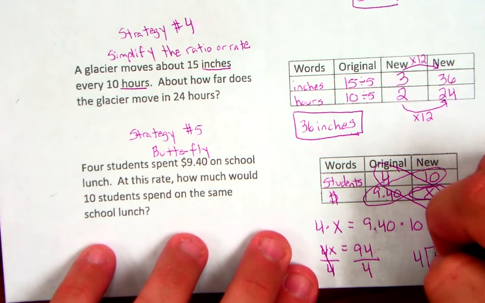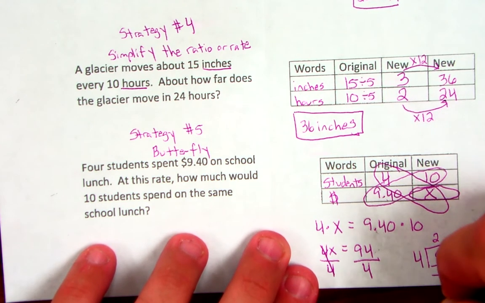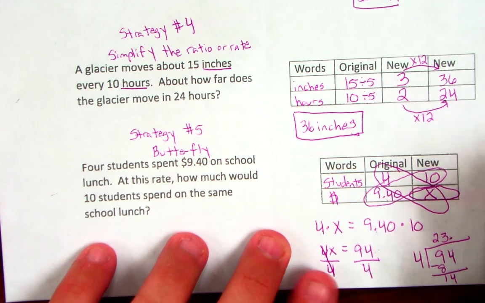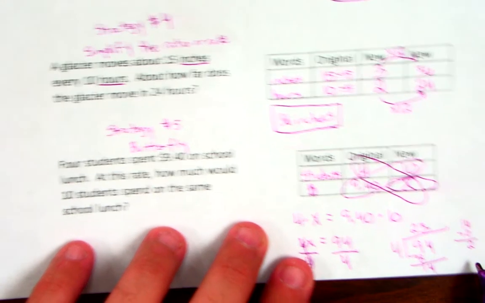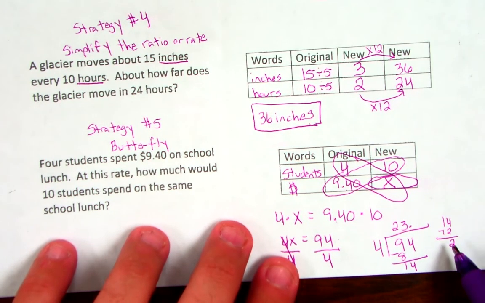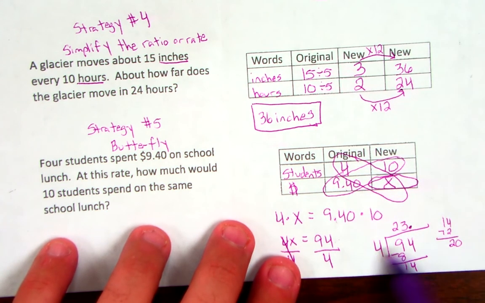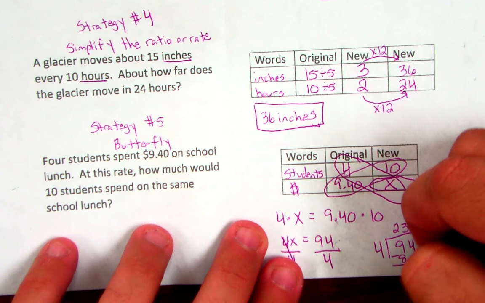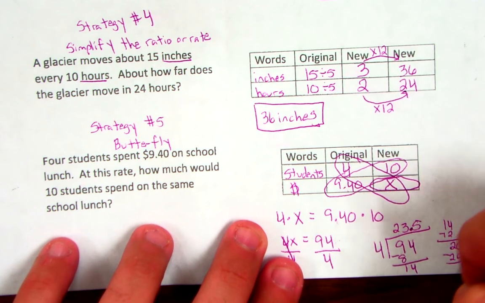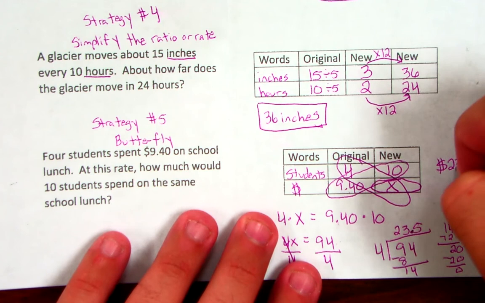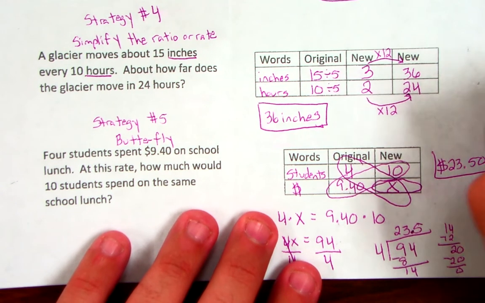Let's see. 4 goes into 9 2 times. 4 can go into 14 3 times. Can 4 go into 2? Sorry, I moved my work over here because I was falling off the paper. Can 4 go into 2? No, it cannot. So there's my decimal. Add a 0. 4 can go into 20 5 times. So 10 students would pay $23.50.